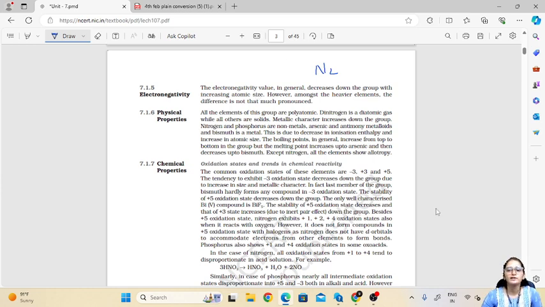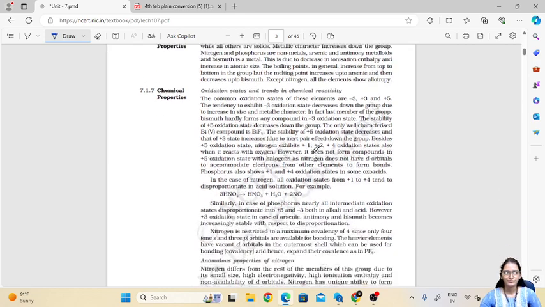Boiling point in general increases from top to bottom in the group. That means the bonding strength will be more in the topmost elements, where the group starts, and then it goes on decreasing.